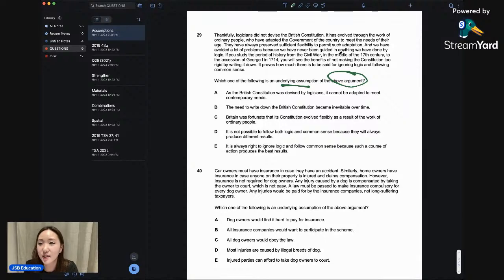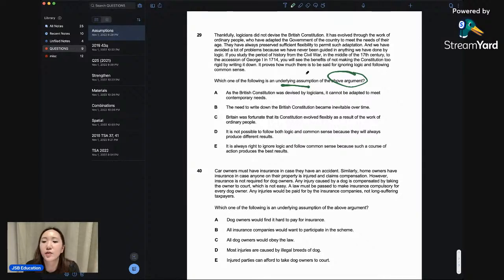So thankfully, logicians did not devise the British Constitution. It has evolved through the work of ordinary people who've adapted the government of the country to meet the needs of their age. They have always preserved sufficient flexibility to permit such adaptation. All of this is quite unnecessary stuff. None of it is a conclusion, but we'll go on. And we have avoided a lot of problems because we've never been guided in anything we have done by logic. So clearly the person writing this has a problem with logic being the way that we make decisions. If you study the period of history from the Civil War, you will see the benefits of not making the Constitution too rigid by writing it down. It proves how much there is to be said for ignoring logic and following common sense.